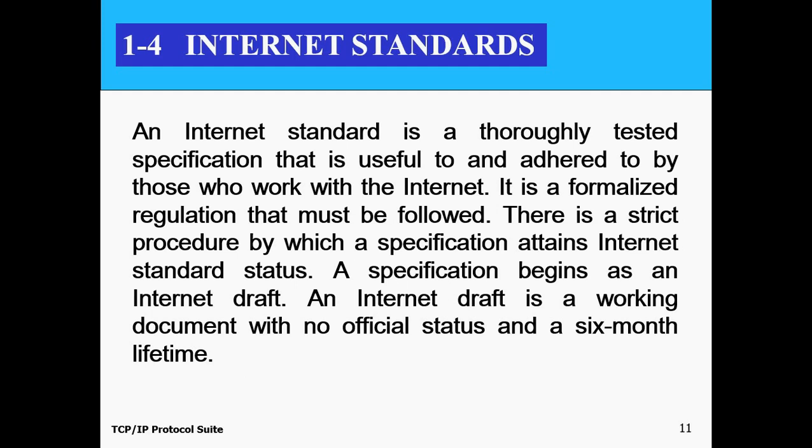So an internet standard is a tested specification that is adhered to by those people who work with the internet. It is a formalized regulation that must be followed. Say in the post analogy, for speed post, it is a formalized regulation that speed post cannot be delayed. Speed post must be delivered within 1 day. So this kind of regulation must be followed. There is a strict procedure by which the specification attains internet standard status, and the specification begins as an internet draft, a working document with no official status and a 6-month lifetime.